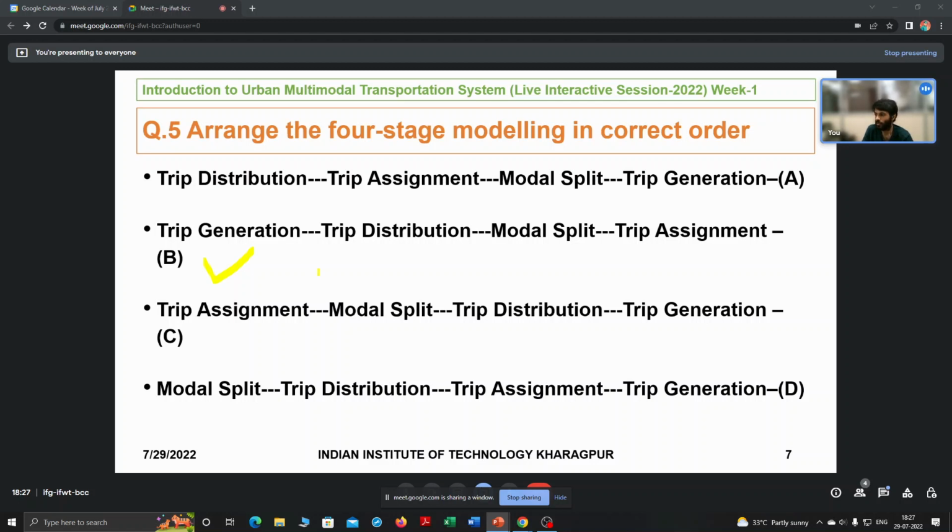So first, before you come to trip generation, you collect data: socio-economic data, then the existing demand data, that is, the number of vehicles flying on the different roads. After you collect those kinds of data, if you have a region, you divide it into small zones, right? That is called traffic analysis zones, TAZ.